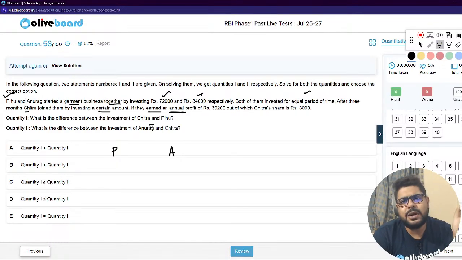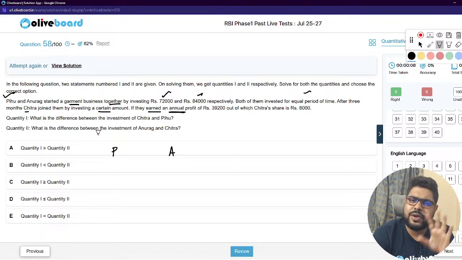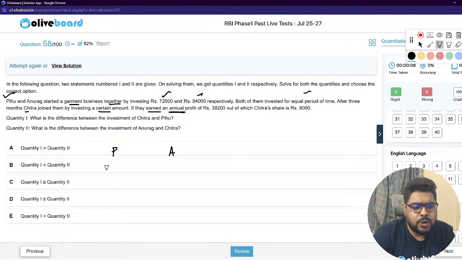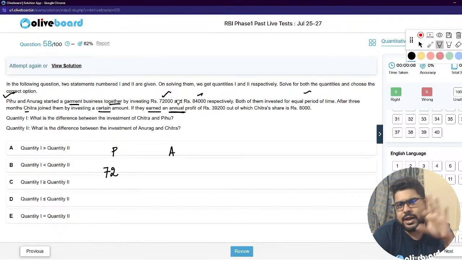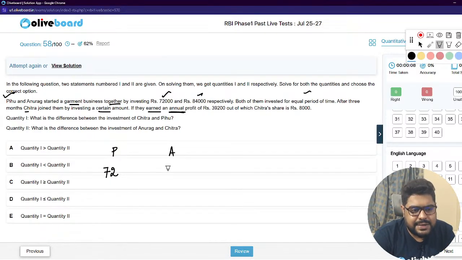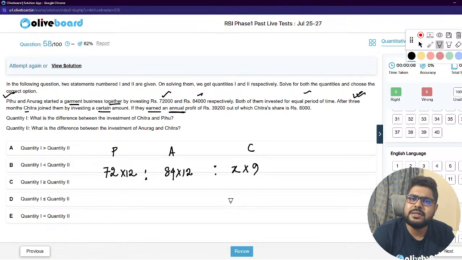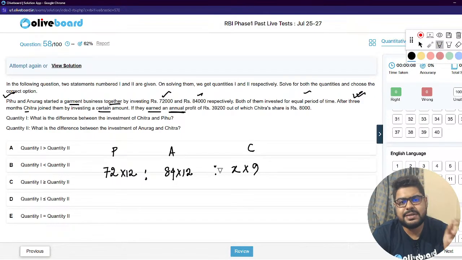Please understand, nobody has left the business midway, meaning whoever has joined has been there till the end. So Pihu started with 72, remove the thousands, sir, 72 rupees. And Anurag started with 84 rupees. For how many months? For 12 months each. And sir, I don't know how much money Chitra started with. So if we don't know, it's x rupees. And she joined 3 months after, meaning her money was there for 9 months, because the total business is of 1 year.